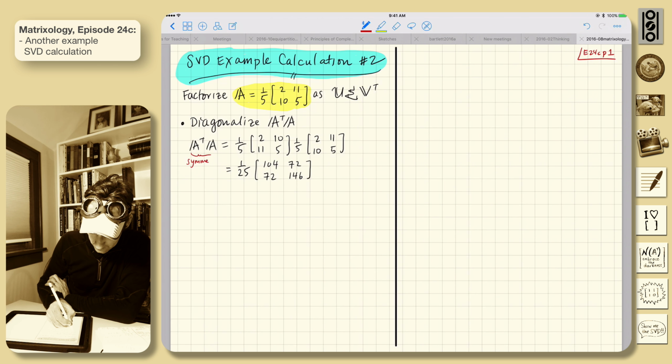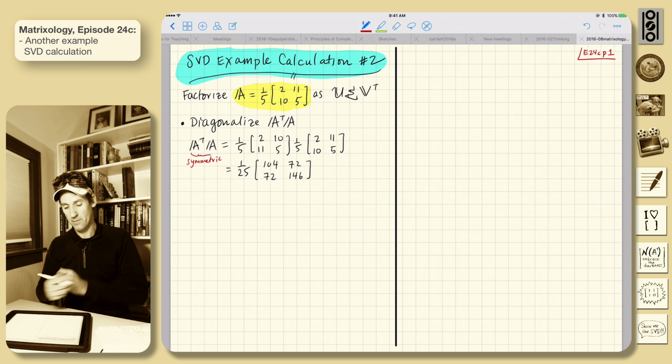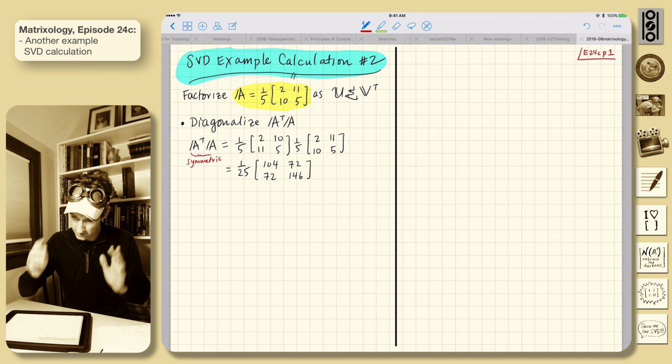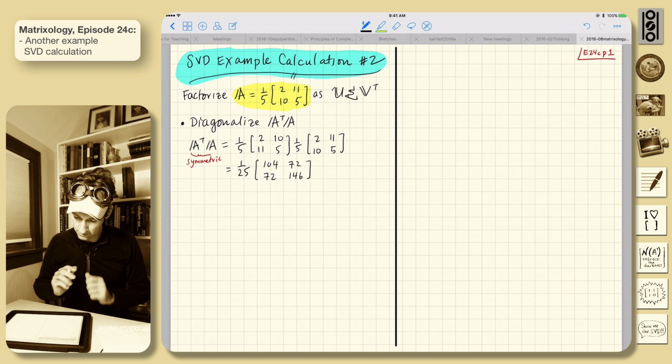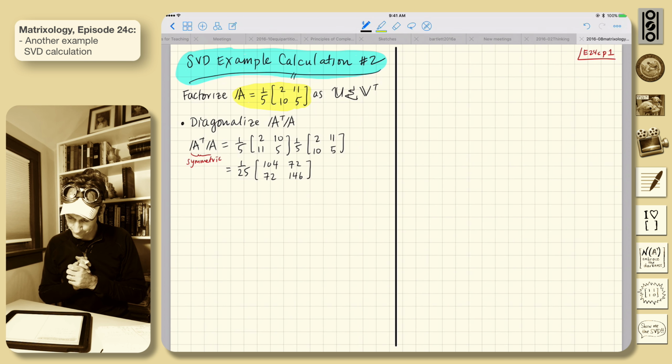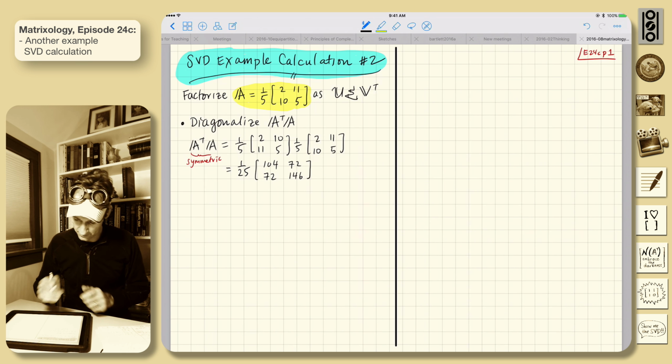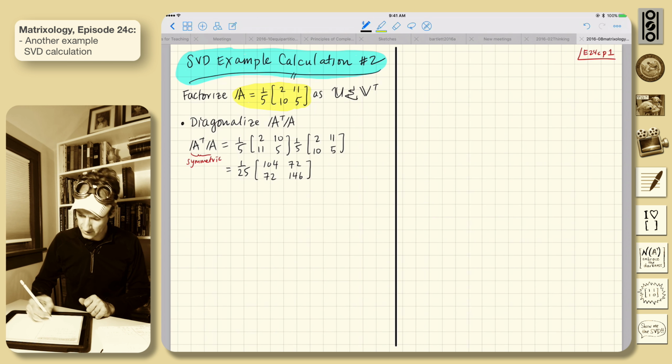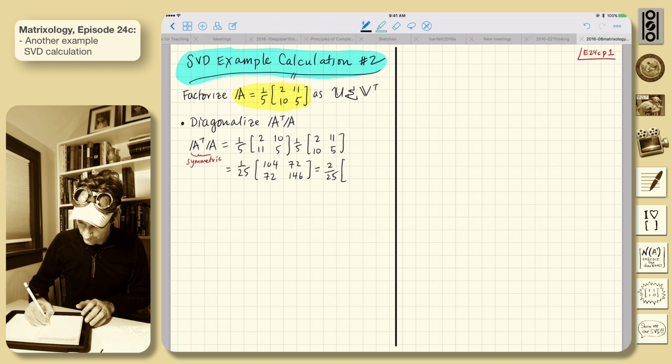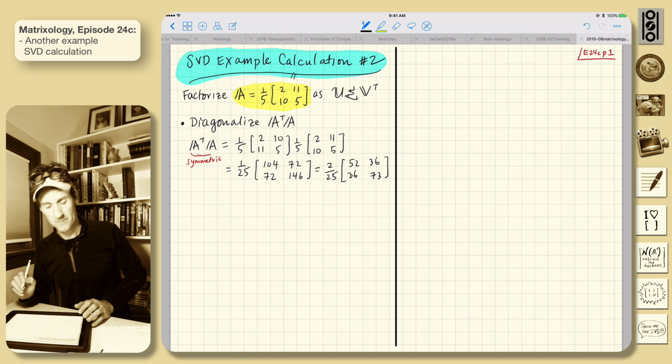Symmetric, as always, guaranteed. Doesn't matter if A is rectangular. It's a beautiful, simple little proof. All right. This is a funny looking thing. We can factor out just a 2, so let's take that out. So there's a 52, 36, 36, 73. So we're going to find the eigenvalues for this guy.